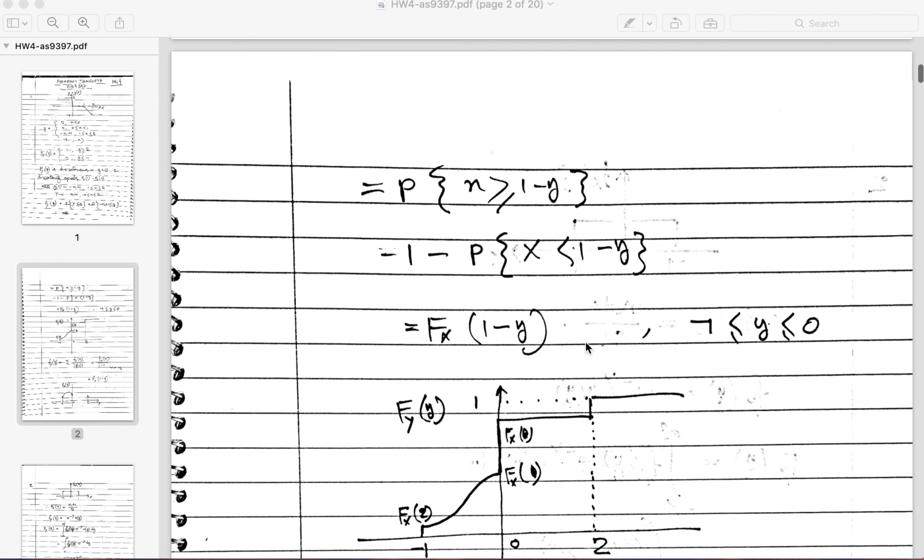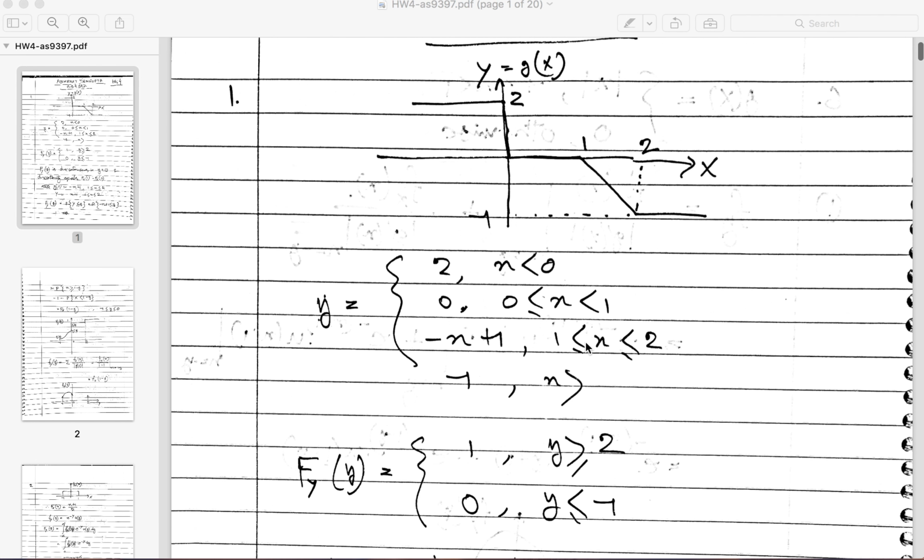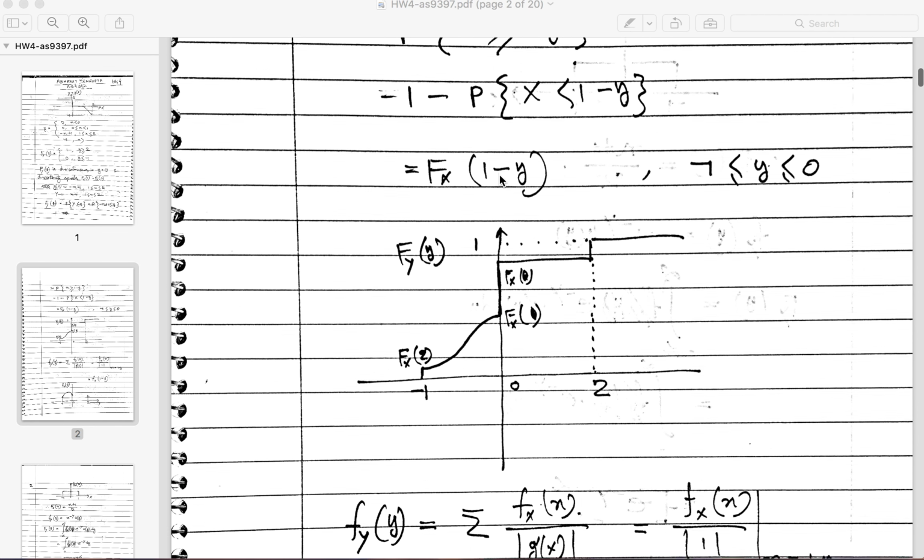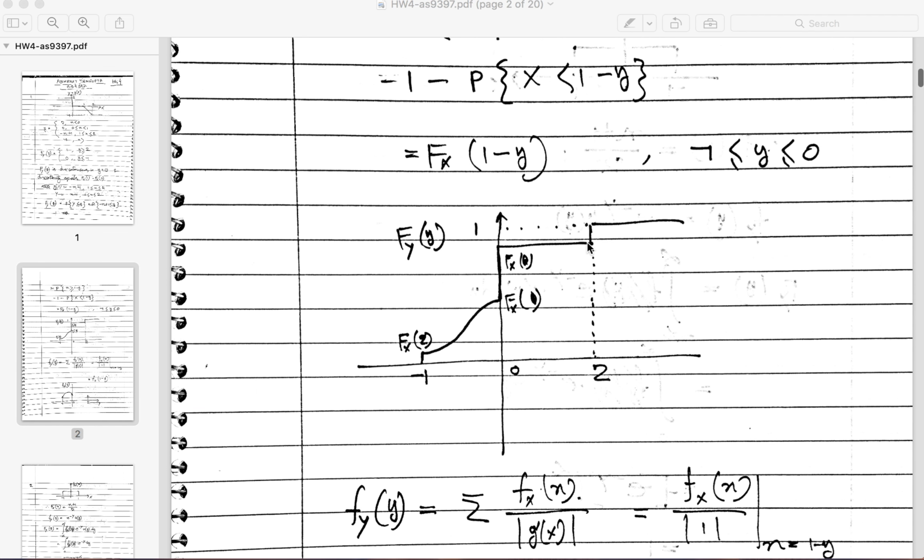And from 0 to 2, as we see at the graph of y, this is actually a constant point for y. So the value of Fy doesn't rise from 0 to 2, and it remains fixed at Fx of 0, and then at 2 it becomes 1. So this is again a discontinuous point.